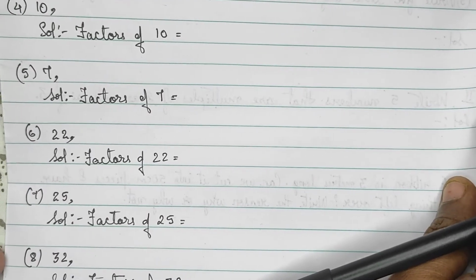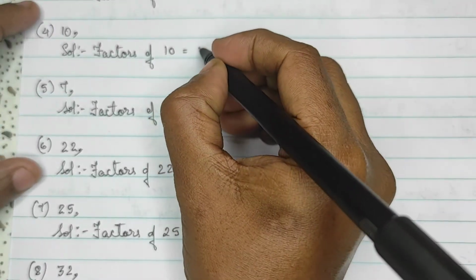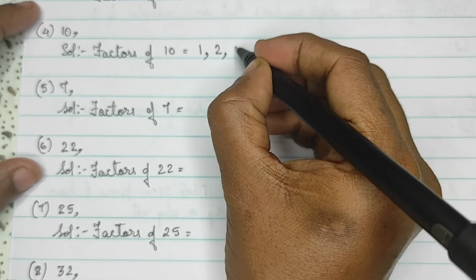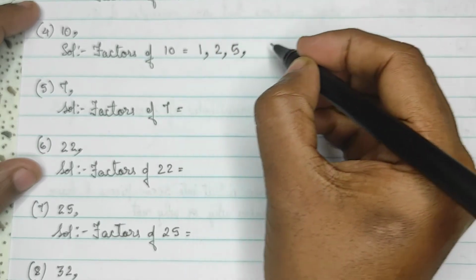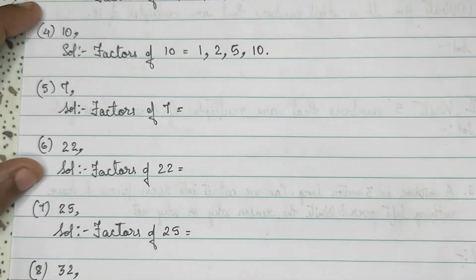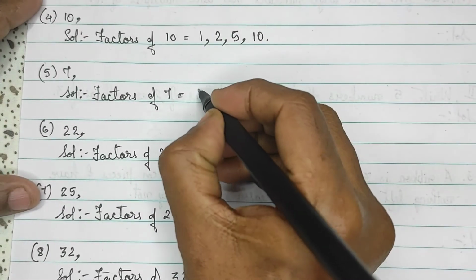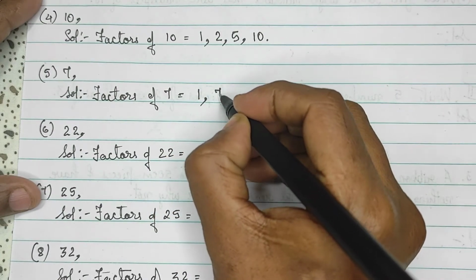Let's see further factors of 10. So 10 is divisible by 1, 2 5s are 10, that means 5 2s are 10 and then directly 10 1s are 10. Now factors of 7. 1 and 7 is divisible by only its own table.